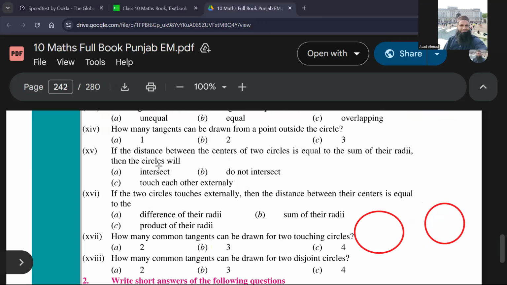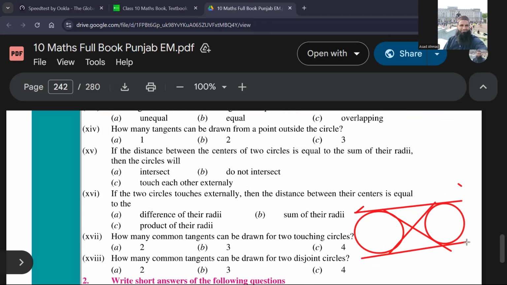So let's start like this: first transverse common tangent. First tangent, second tangent, two tangents. Then two tangents can be drawn. This is called a direct common tangent.